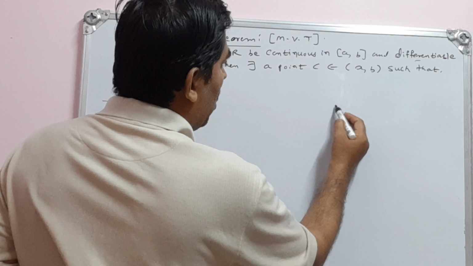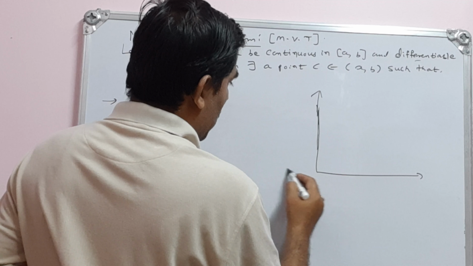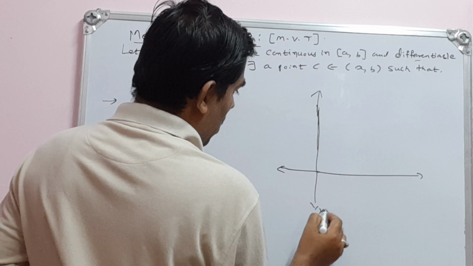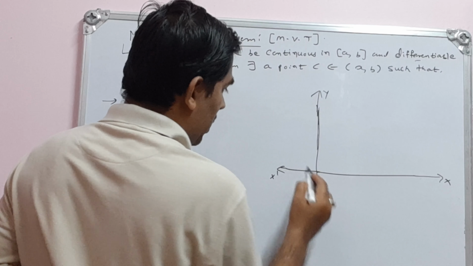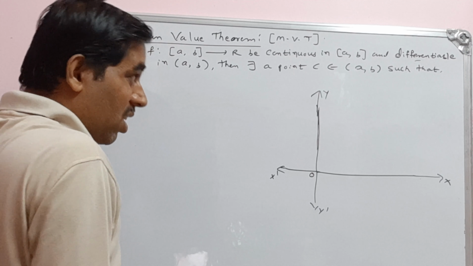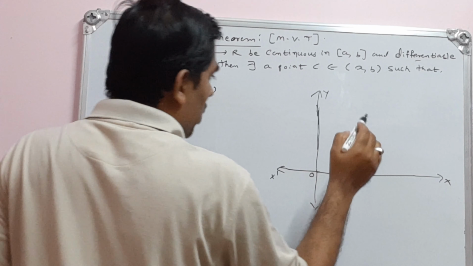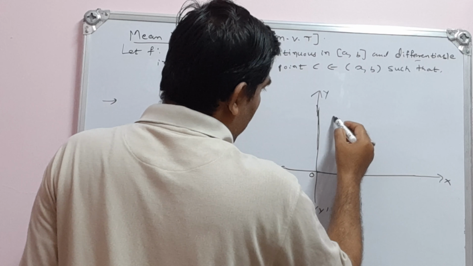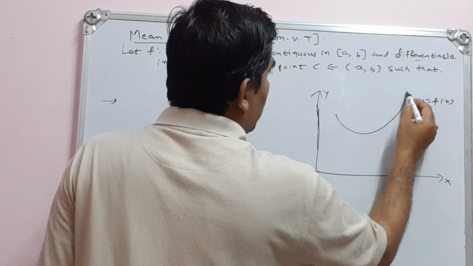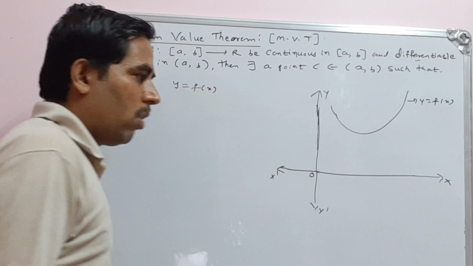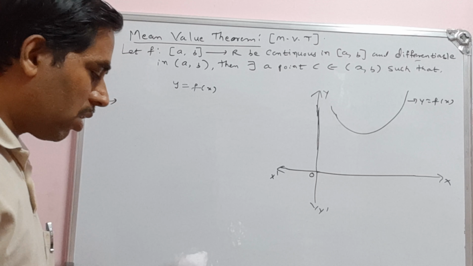So let us see what happens in the mean value theorem. Let us understand it by taking this coordinate axis. This is the y axis, and this is the x axis, and this is the origin. First of all we should have a curve here. So I have considered a general curve, that is y is equal to f of x.